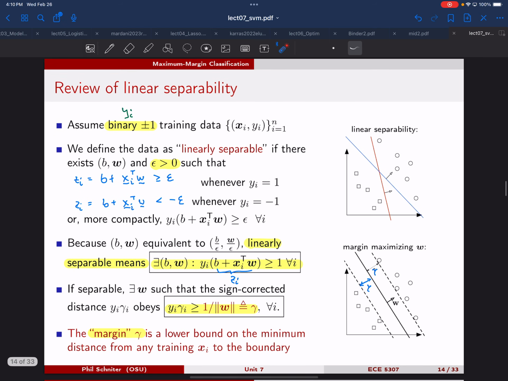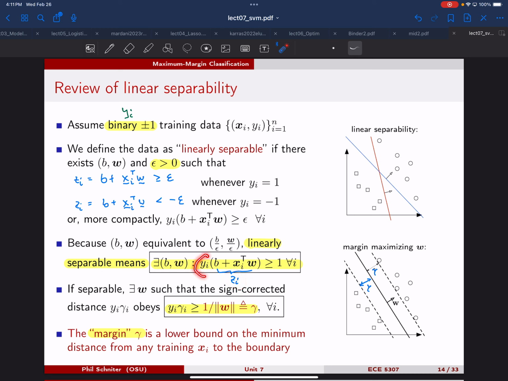Then we revisited linear separability, and we said that we can think of it as when there exists some b and w parameters such that this inequality holds for all i. So this is the binary label, 1 or minus 1, times the score must be greater than or equal to 1. Okay, so the score, again, is positive when yi equals 1, and negative when yi equals minus 1.